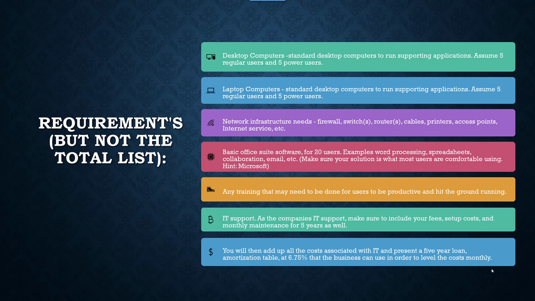So let's go through this list. Desktop computers: standard desktop computers to run supporting applications. Assume 5 regular users and 5 power users. What this means is we're going to end up with potentially 2 different models, or at least the same model with not as many features and functionality in 5 of them.